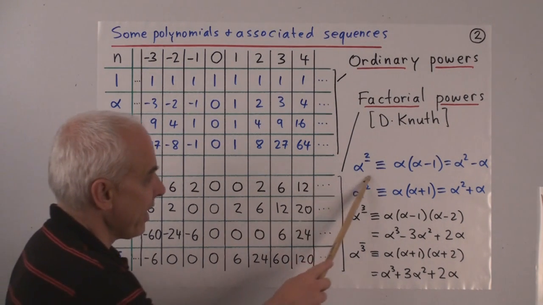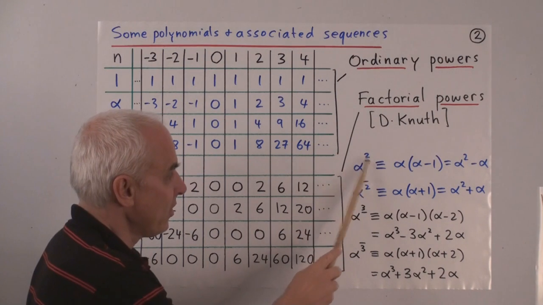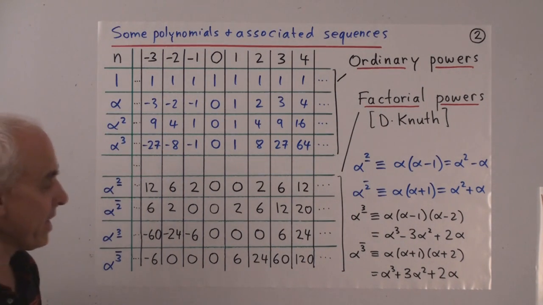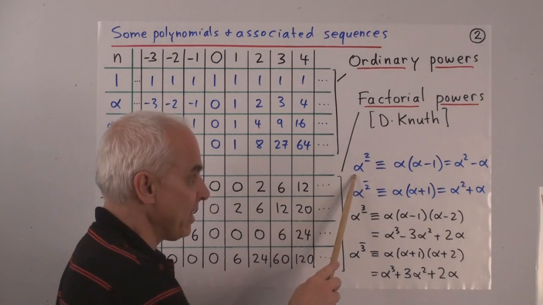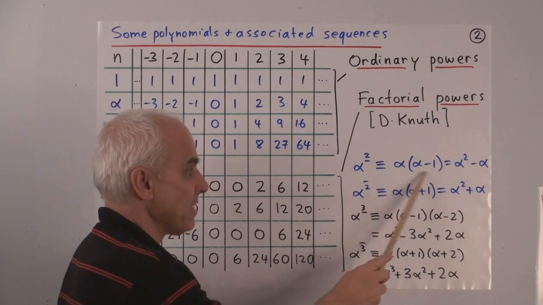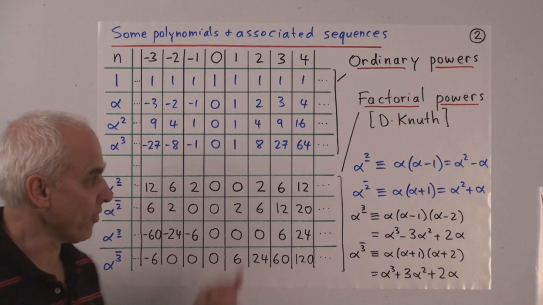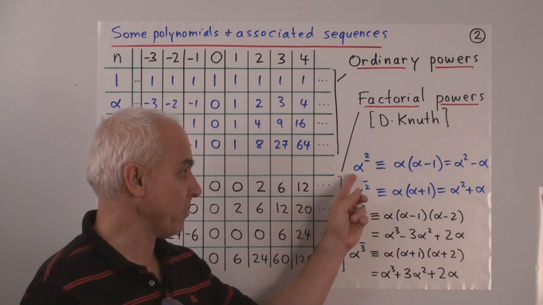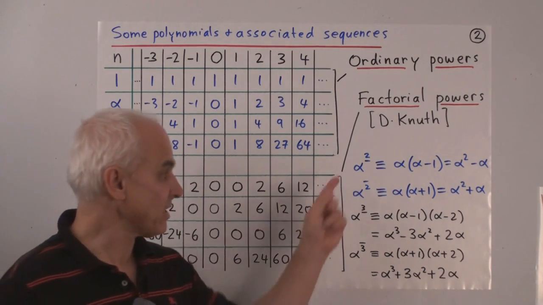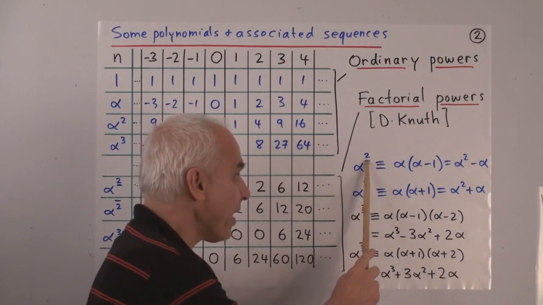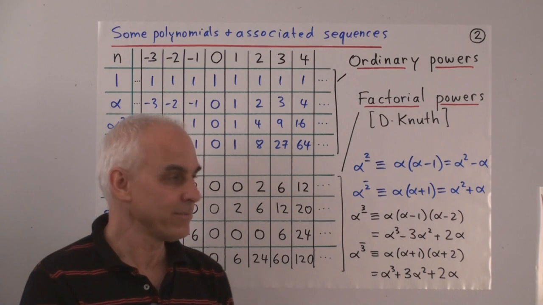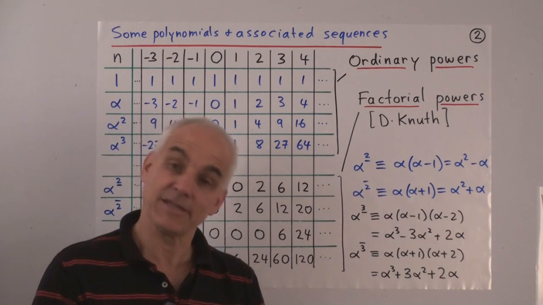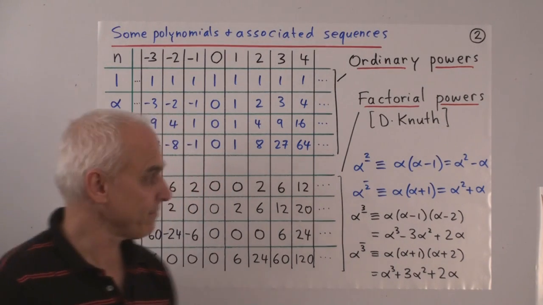So let's start with alpha to the 2 falling. It's a falling factorial power. And what this is defined to be is the polynomial alpha times alpha minus 1. So there are two things being multiplied together. If it was an ordinary power, it would be alpha times alpha. But it's a falling power represented by that little bar under the 2. And so we take alpha times alpha minus 1 instead of alpha times alpha.